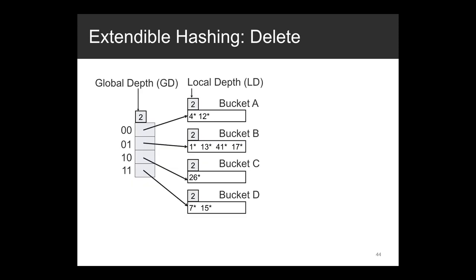So how does this work? Let's look at the illustration. This is the state of the index that is given to you. Make sure it's valid. Mod 4 is 0, mod 4 is 1, mod 4 is 2, mod 4 is 3. So everything is correct. Local depths are all 2, global depth is 2, everything is fine.